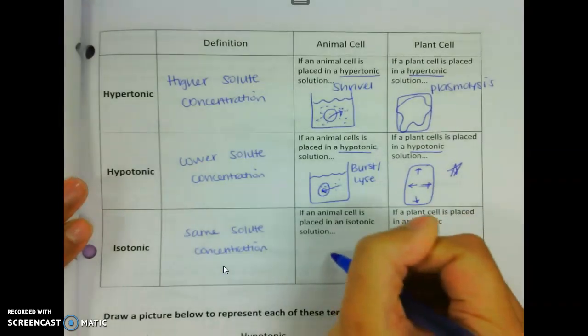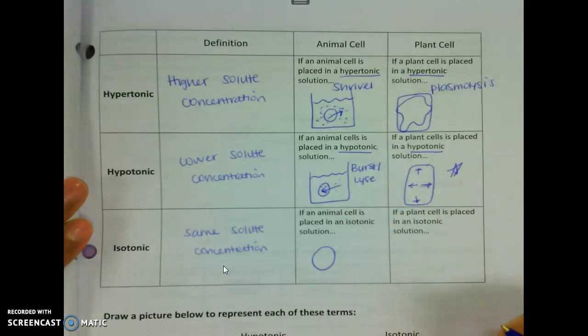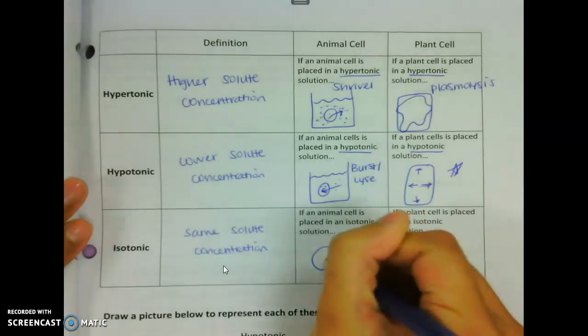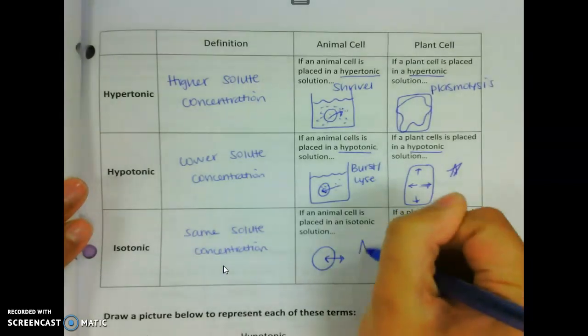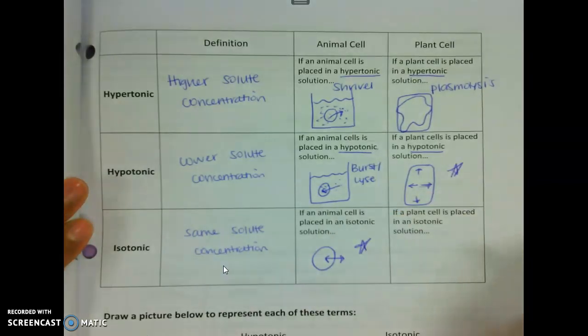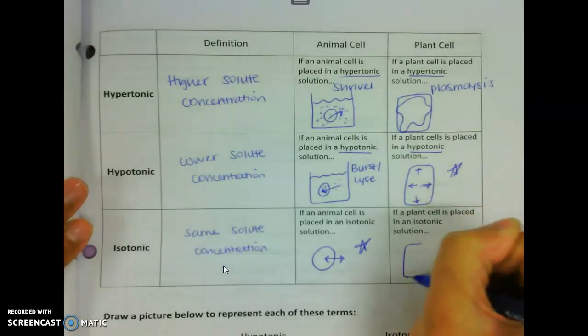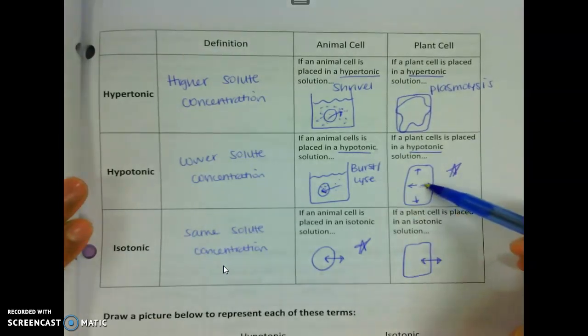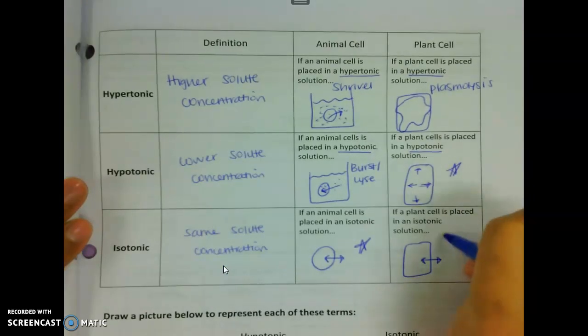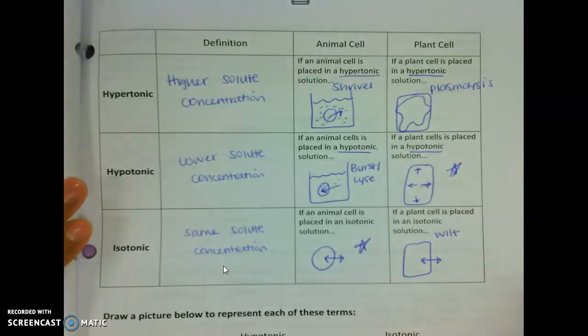An isotonic solution means there's the same concentration of solute on the inside and outside of the cell. That means that water is going to be moving in and out at the same rate, and this is actually the happy place for animal cells. If a plant cell is placed in an isotonic solution, there's going to be an equal amount of water coming in and coming out, but we're not going to have this pressure building against the cell wall, and this is going to cause our plant cells to begin to wilt.